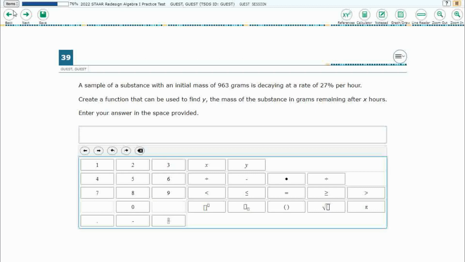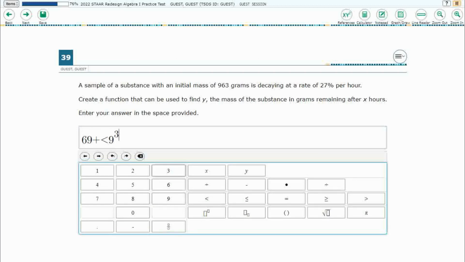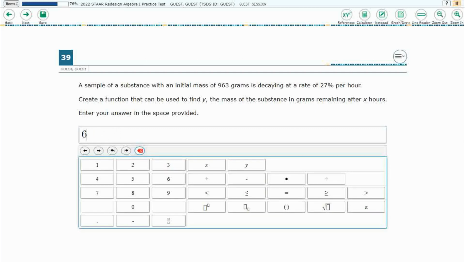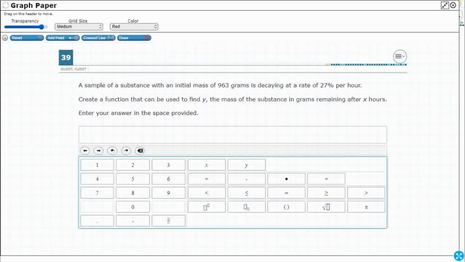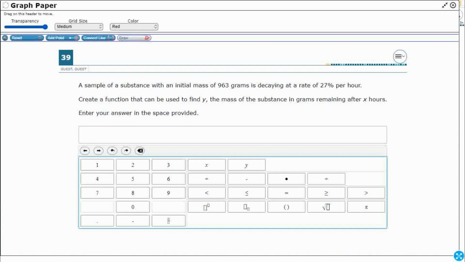So we have a sample substance, we have an initial mass, we have a decay rate. We need to write the entire function, and we can write anything we want to here. So you see here that we have to know exactly what we're doing if we're going to make this work. So let's slow down here. Let's open up our graph draw feature. Since there's no A, B, C, or D to choose from, let's start from the beginning.